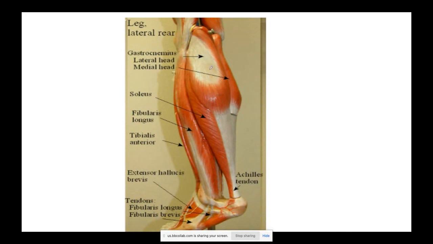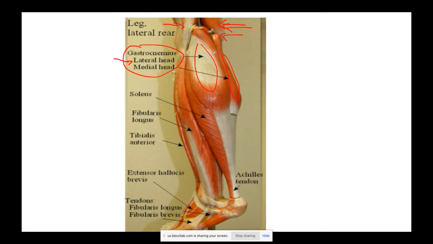So here's the posterior leg. Here's your gastrocnemius. Now notice the gastroc has two heads, a lateral head and a medial head, and they both cross the knee joint. Both of them originate on the femur, on the condyles of the femur. The lateral head will originate on the lateral condyle of the femur. The medial head will originate on the medial condyle of the femur.